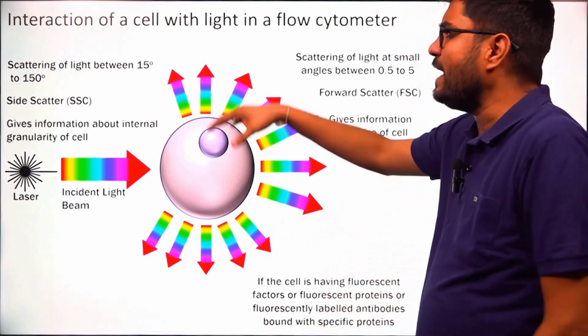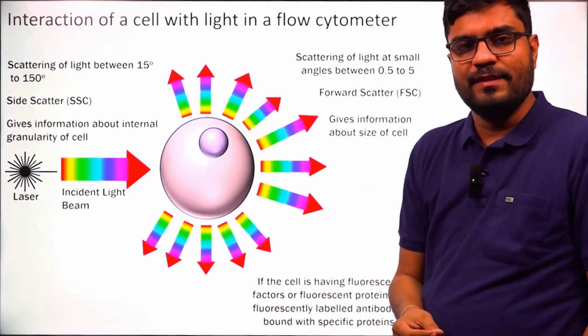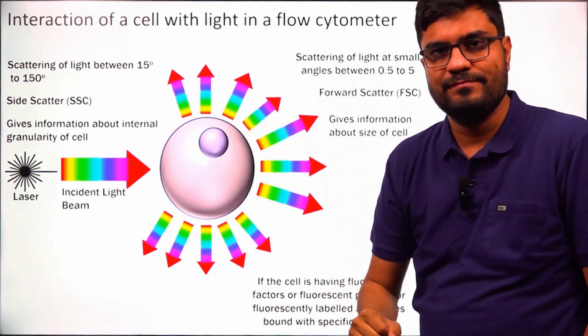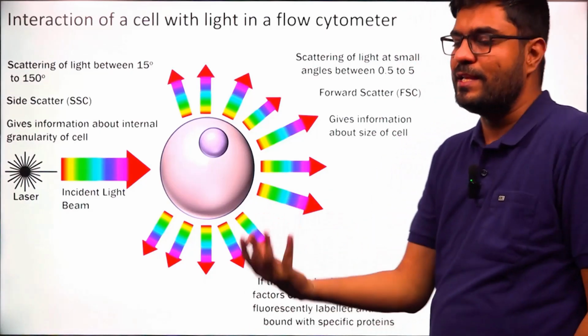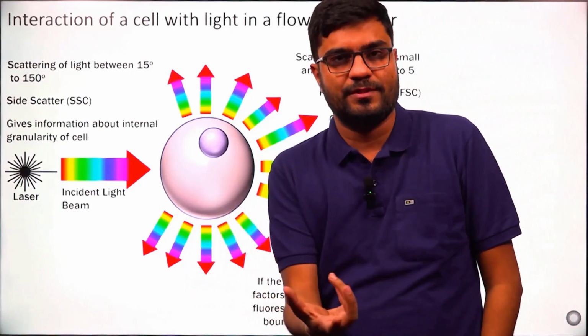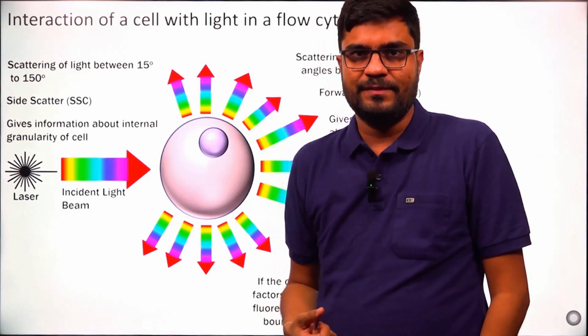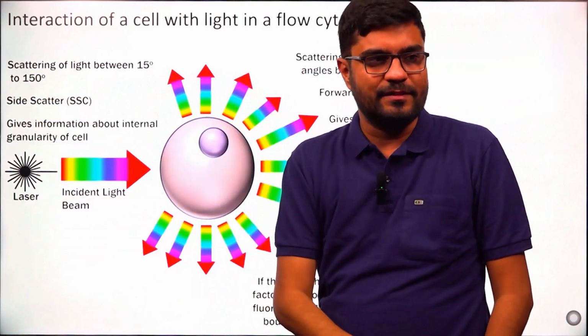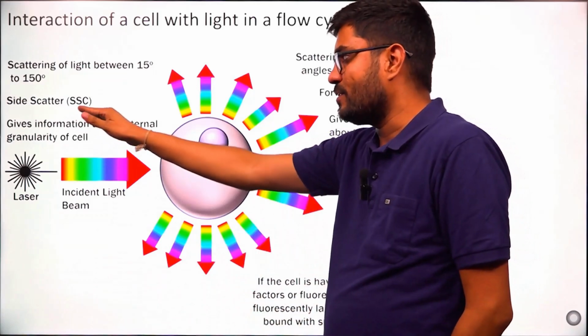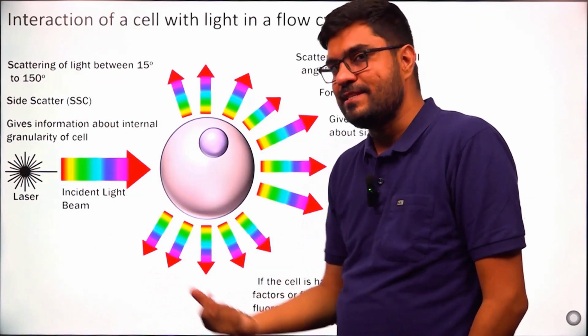Now, some of the light can enter inside the cell and be scattered by the organelles, by the biomolecules, or by the granules of the cell. This kind of scattering is between 15 degrees to 150 degrees, and we call it side scatter, or SSC.